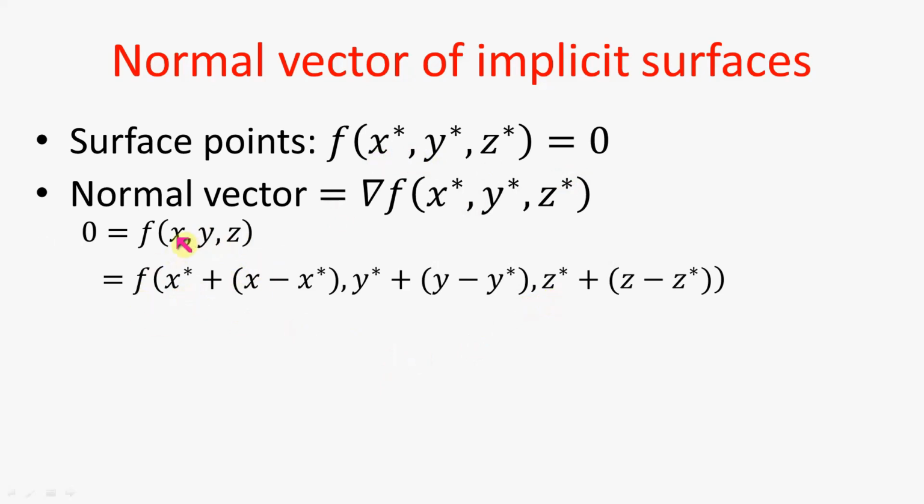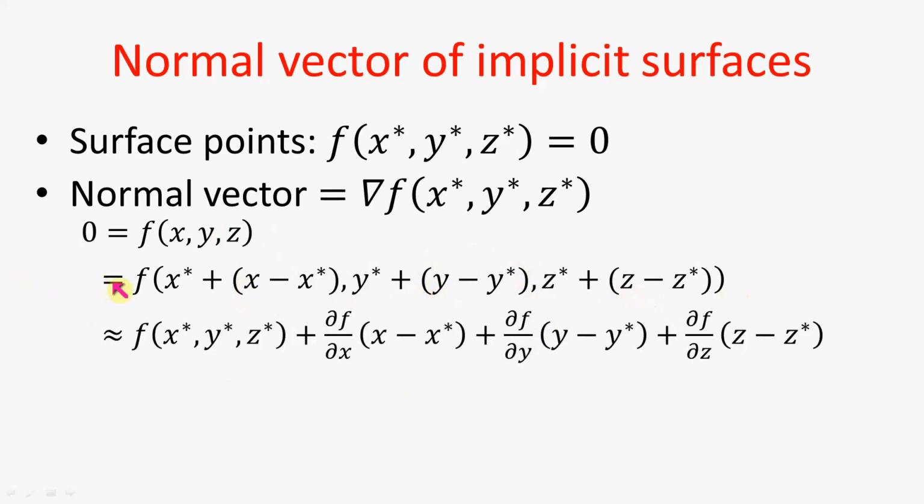So let us express x as x star plus a small offset x minus x star, and similarly y is y star plus a small offset y minus y star, and we do the same for z. As the three offsets are small, we can use the Taylor's approximation. The Taylor's approximation for a three-variate function looks like this.